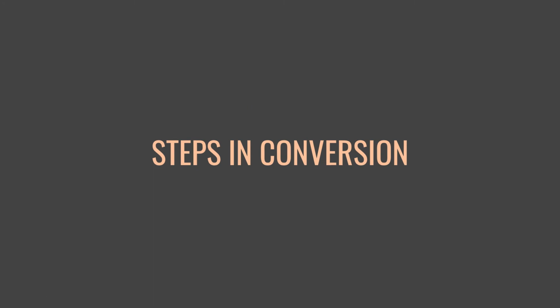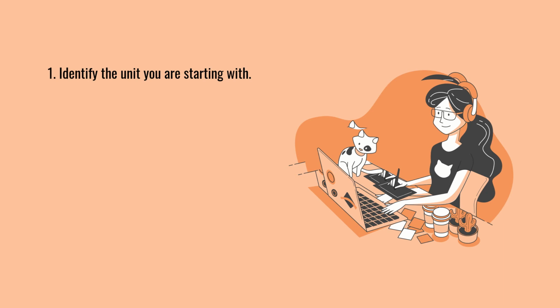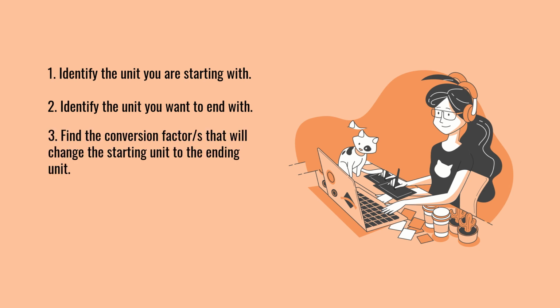So, steps in conversion. First, we have to identify the unit you are starting with. Second, identify the unit you want to end with. So if you're going to convert a measurement, let's identify asa ka magsugod o asa ka mag-end. If smaller to larger unit, move left. If larger to smaller unit, move right. Next is find the conversion factors that will change the starting unit to the ending unit.